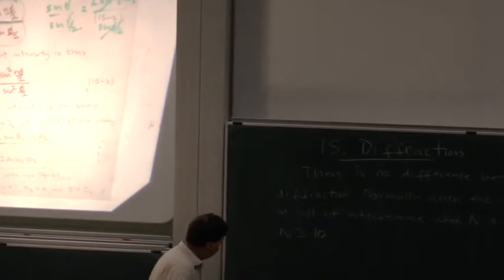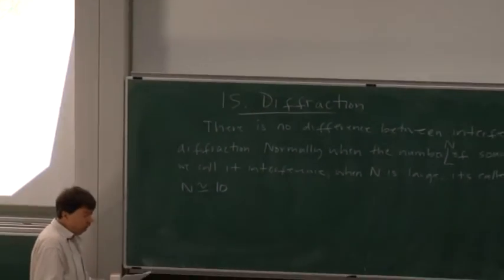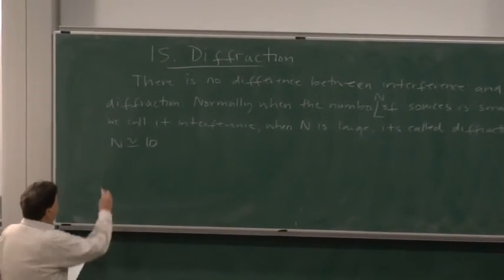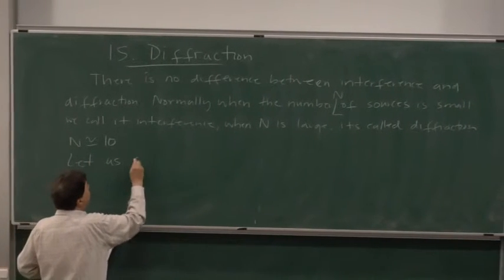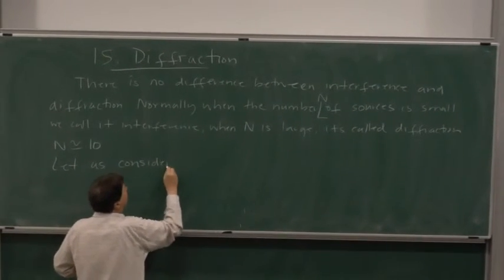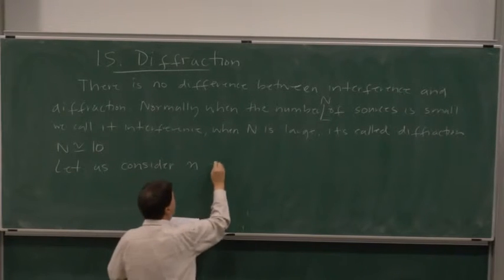So let's make some actual notes on that because I've just whizzed through it a bit. So let's look at this explicitly. Let us consider n equally spaced oscillators.